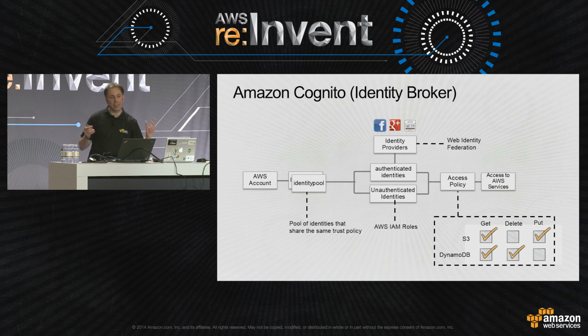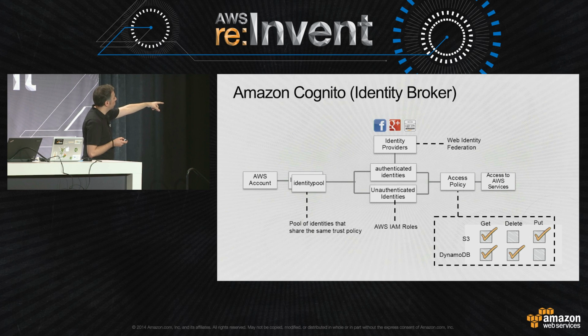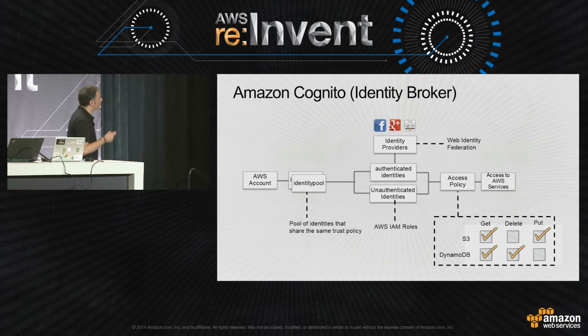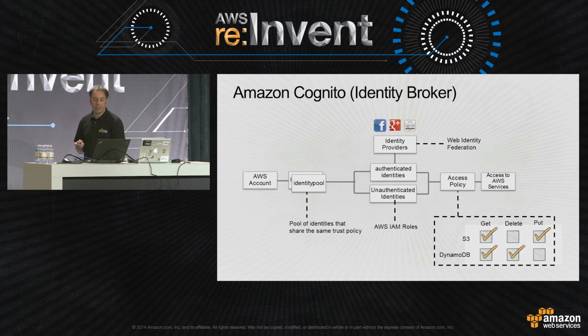So an AWS account can have one or more identity pools. Usually you have an identity pool per application, but there can be exceptions. And then this identity pool will have authenticated and non-authenticated identities. And each group, authenticated and non-authenticated identities, will have their own roles that allow them to do something, like in the example that you see below on the right, like they can get and put somewhere in S3, or they can get and delete from DynamoDB. These are the access policies that are bound to the role.